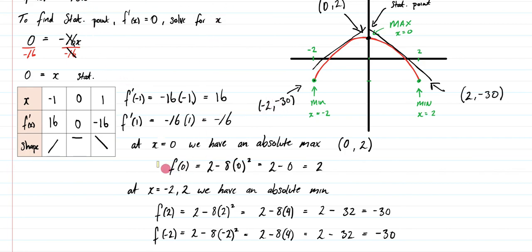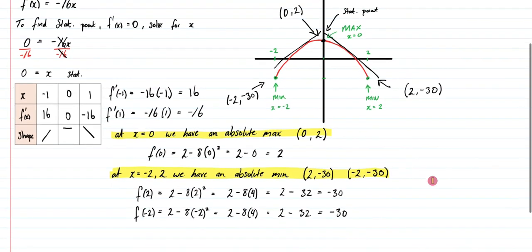So we have now solved this. At x equals 0, we have an absolute maximum, and I've written down my coordinate. And let me write down my coordinate here. My absolute minimum is going to be at (2, -30), and also at (-2, -30). And just like that, we have solved this problem. We have found the absolute max and absolute min. We have done it by doing a bit of calculus, a bit of graphing, all great stuff. Let's zoom out and appreciate what we have done here.